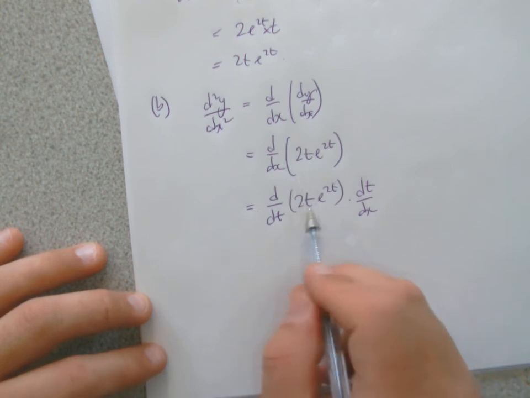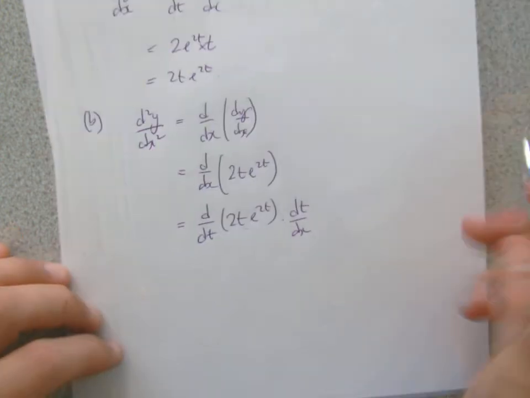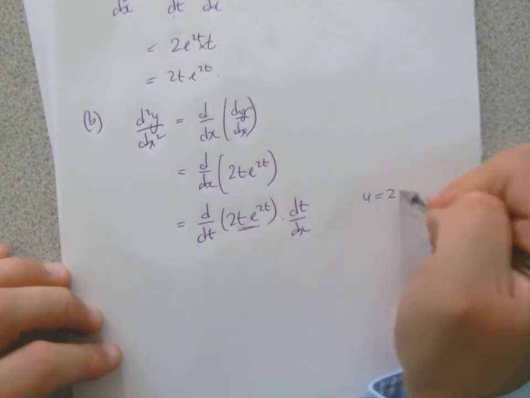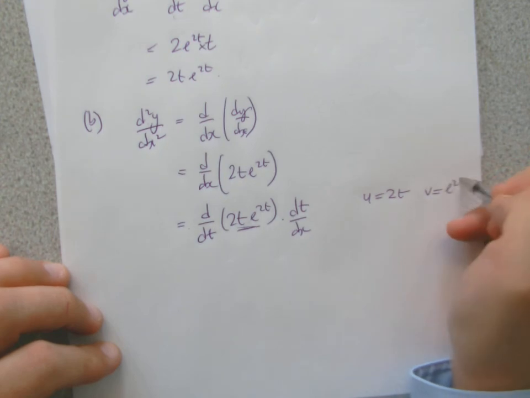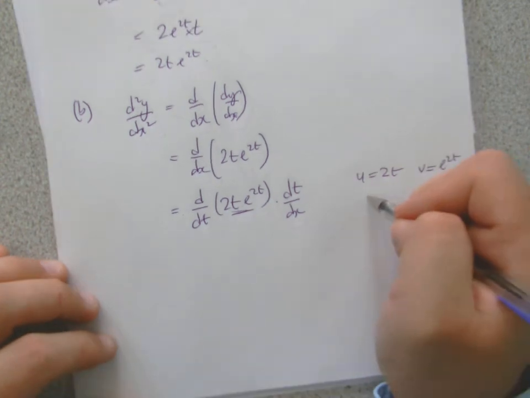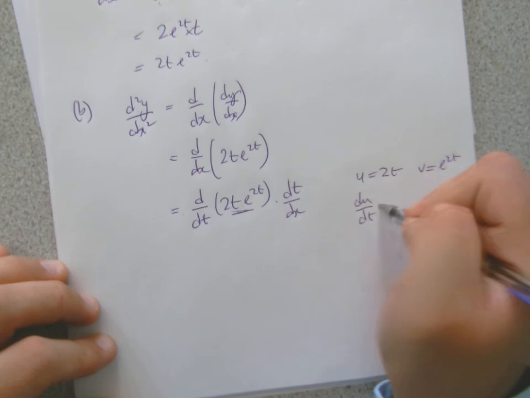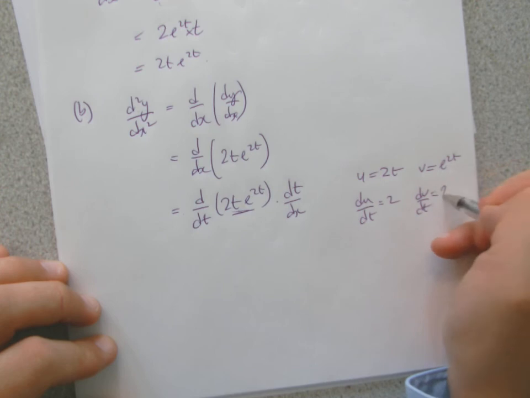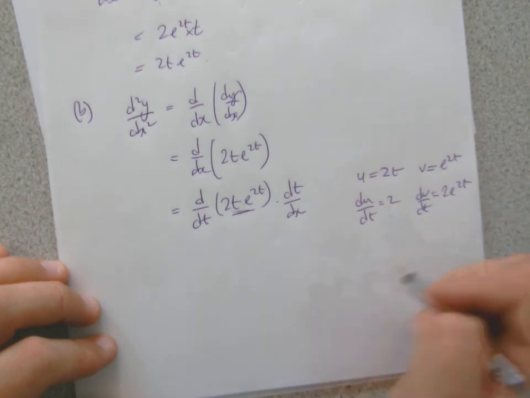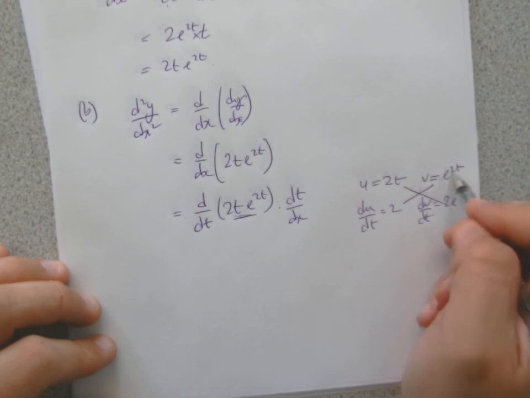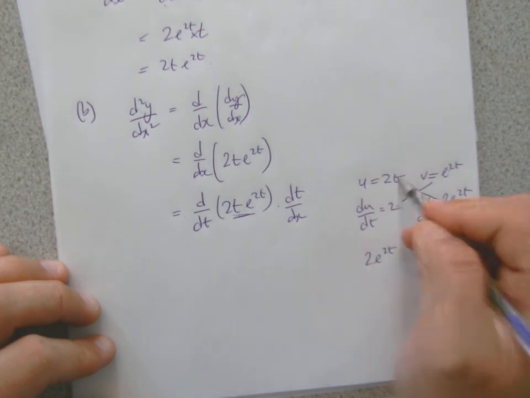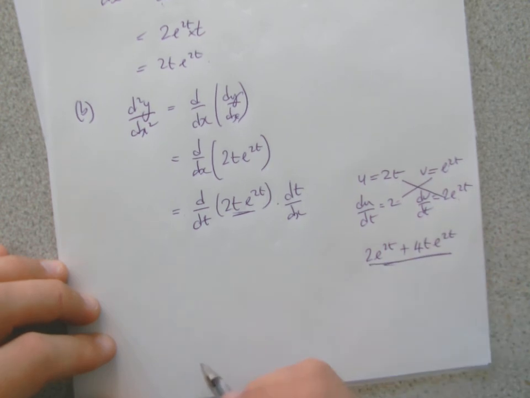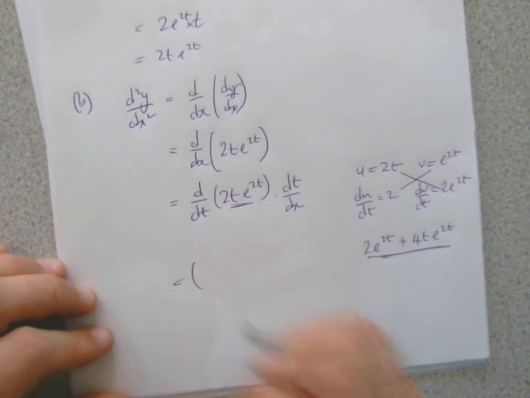So differentiate this with respect to t, well, it's a product, isn't it? So we've got to go through all that again, the product rule. u is 2t, so du/dt is 2. v is that, so dv/dt is, differentiate this, so we get 2e to the 2t. So when it comes to the product rule, it's that times that, that times this. So this times this, 2e to the 2t, and this times this, 4te to the 2t. Okay, so that's what you get when you differentiate this with respect to t. So let's put that in there.